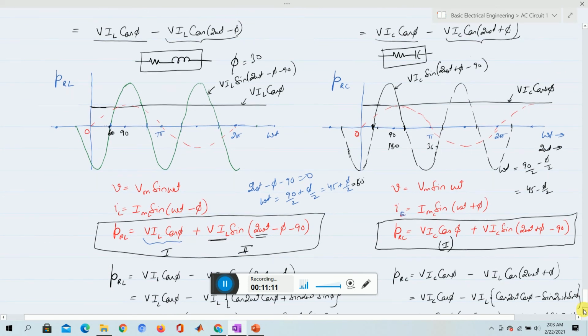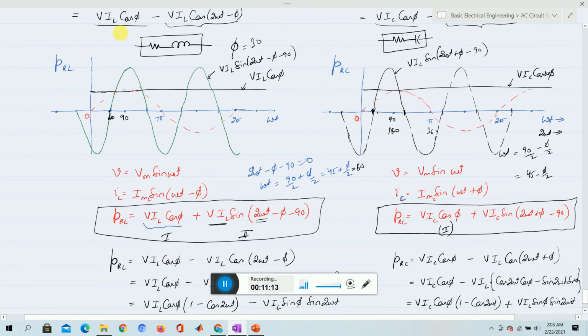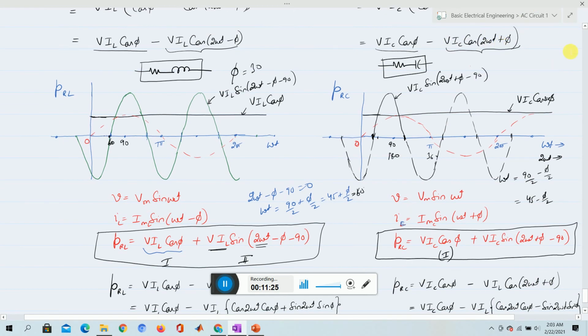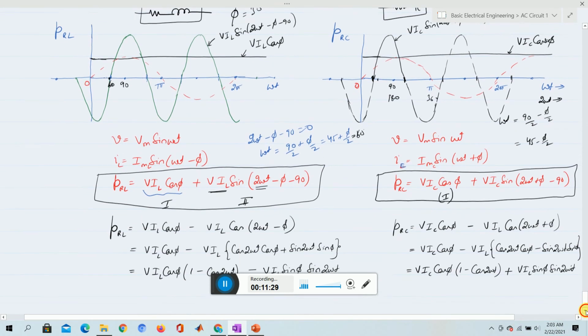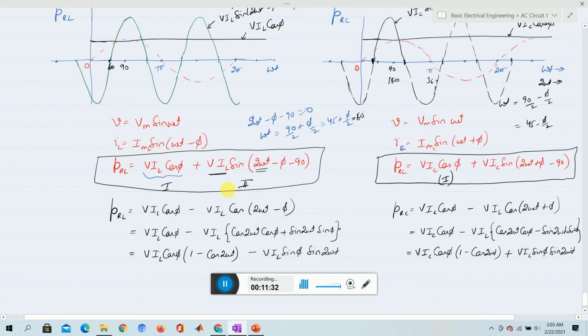So just to have a correlation, this is VI cos phi minus VI cos(2 omega t minus phi). So the same thing is written. Here also 2 omega t plus phi, so same thing. Earlier we tried to split into two terms: VI cos phi, one fixed term, and one oscillating term, and we analyzed what is the power which is getting fixed.